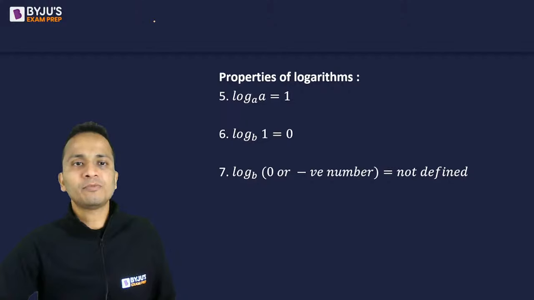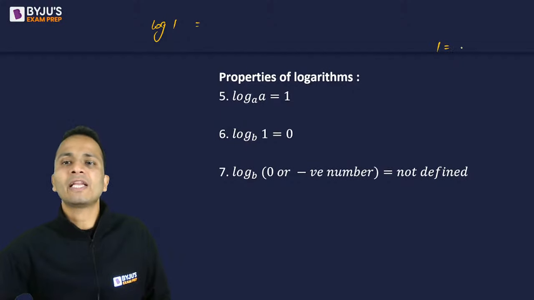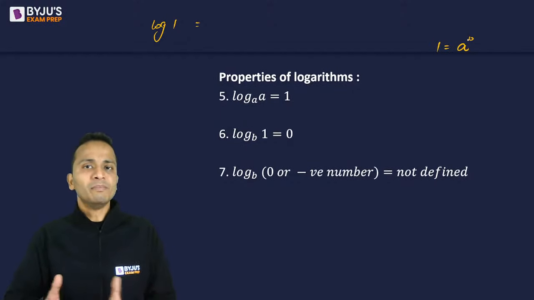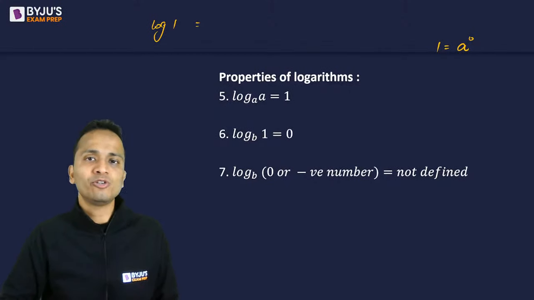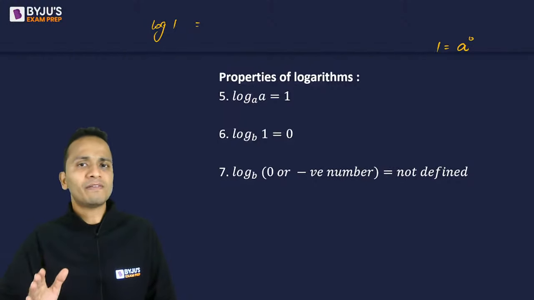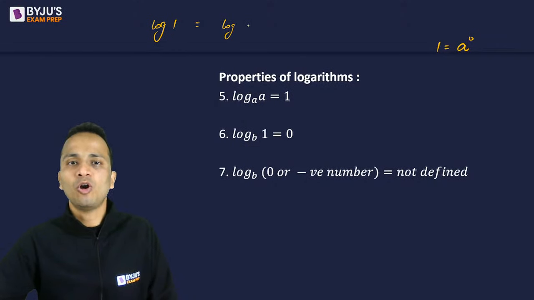Now the next property is based on the value of log 1. So to calculate the value of log 1, how will we calculate it? Now 1 can be written as any number raised to the power 0: 2 raised to the power 0, 3 raised to the power 0, 4 raised to the power 0, any number raised to the power 0 is always equal to 1. So I'll write log of 1 as log of a raised to the power 0.